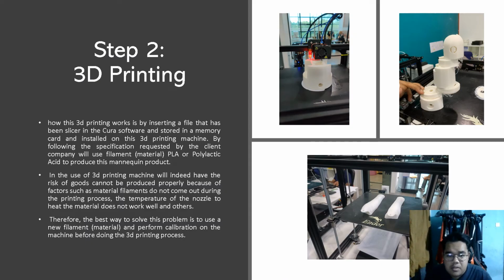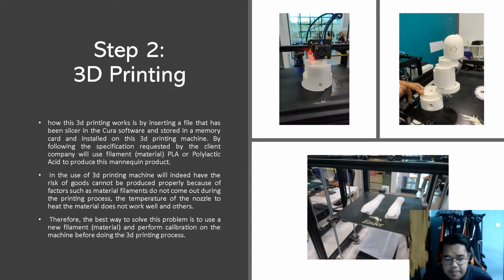So step 2, 3D printing. This is how 3D printing works: a file that has been sliced in the Cura software is stored on a memory card and installed on the 3D printing machine. Following the specification requested by the client, the company will use PLA filament material, or polylactic acid, to produce this mannequin product.